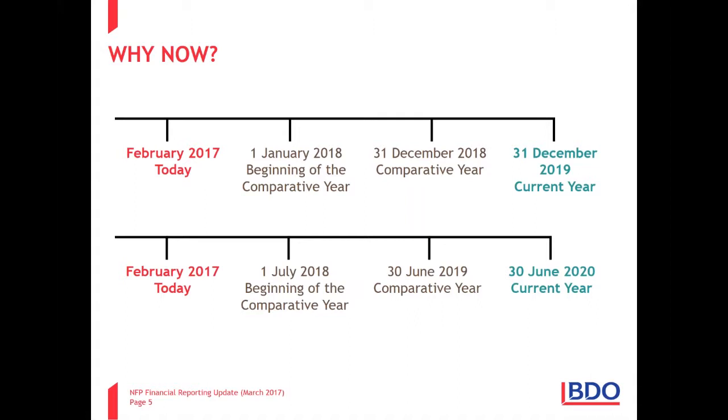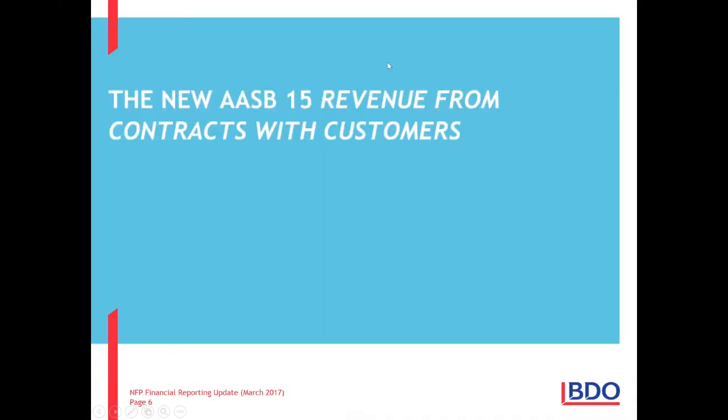I'm sorry, I'm a little bit late. February, March, we're at the beginning. So we've got 10 months to get ready for the beginning of the comparative year. If you've got a 30 June year end, you've got another 6 months. It's really important that we start to think about this, think about our processes, think about our disclosures, think about our funding. It impacts our budgeting. So that's why we discuss it today already.